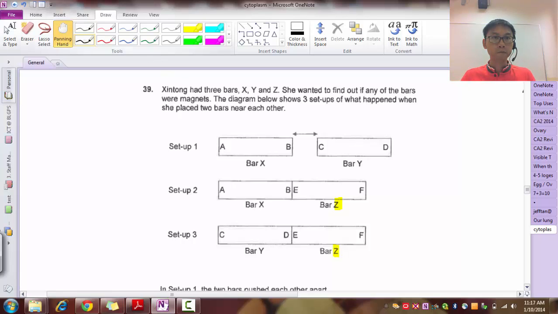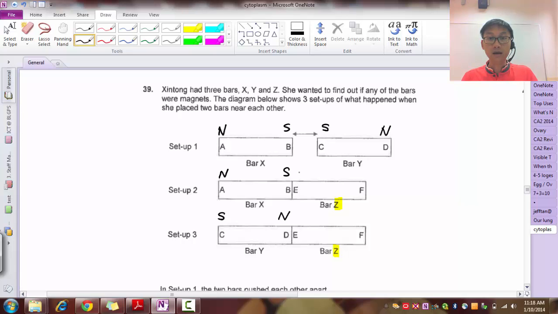So let's see. Now, let's assume that this is N and this is S. It doesn't matter if you want A to be S and this to be N, the proof is still the same. So if this is S, this must be S as well because they are repelling. So I'm going to transfer this down to this diagram as well. I'm assuming A is N, B is S. And then for Y, this C is S and D is N.